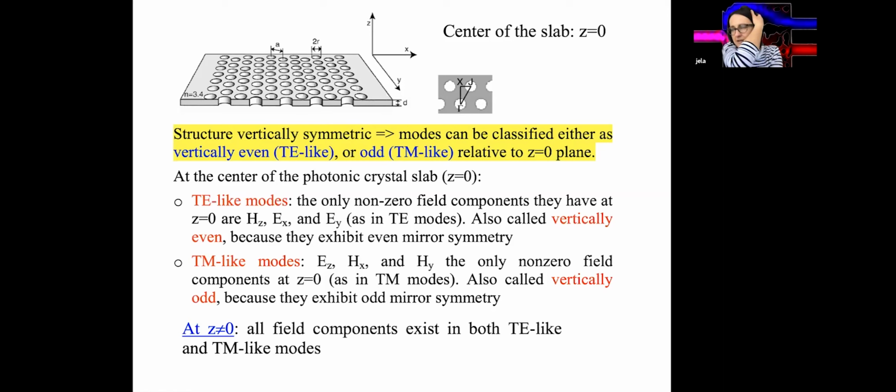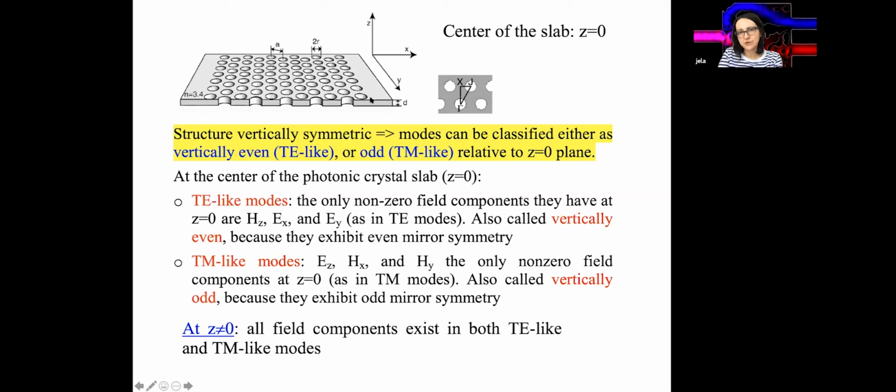Okay, so then maybe what makes more sense from the symmetry direction: this TE-like and TM-like is just coming from what is called TE or TM for two-dimensional photonic crystals, right? So TE means electric field perpendicular to rods, in the XY plane at the center of the slab. TE-like modes are basically vertically even modes. And vertically even means that they exhibit even mirror symmetry relative to a mirror that is positioned at the Z equal to 0 plane. TM-like modes are called vertically odd because they exhibit odd mirror symmetry relative to the Z equal to 0 plane. And I'll explain that to you in a moment, right?